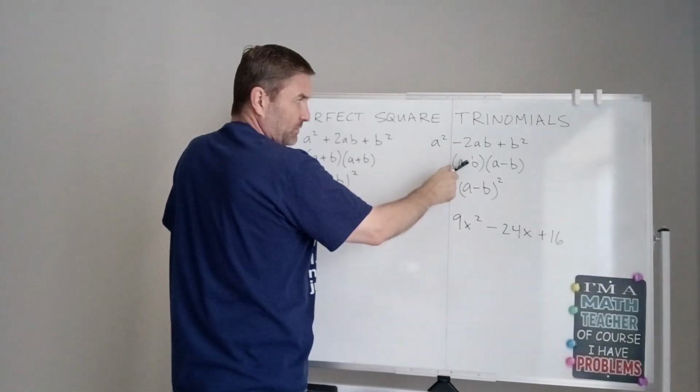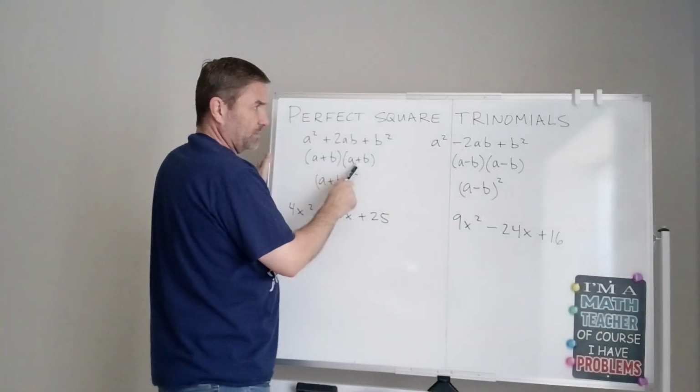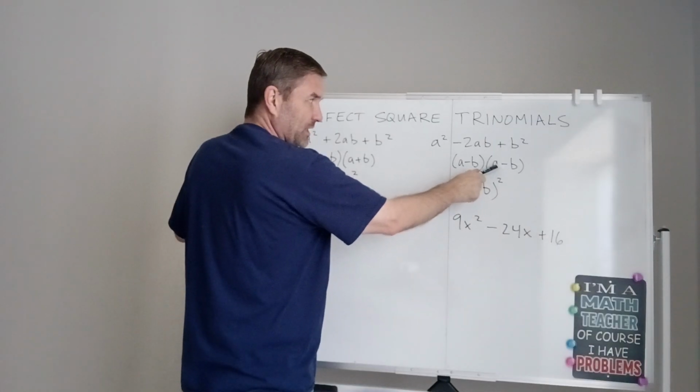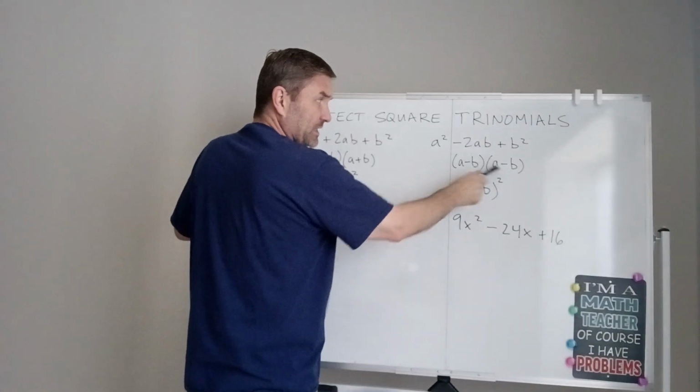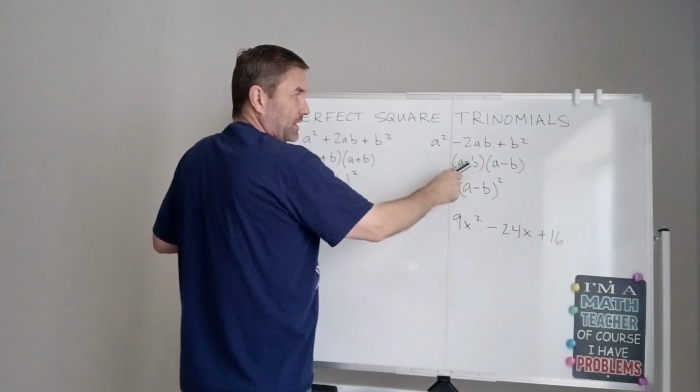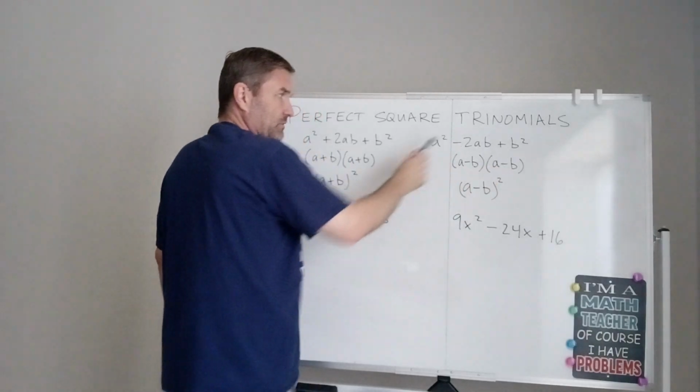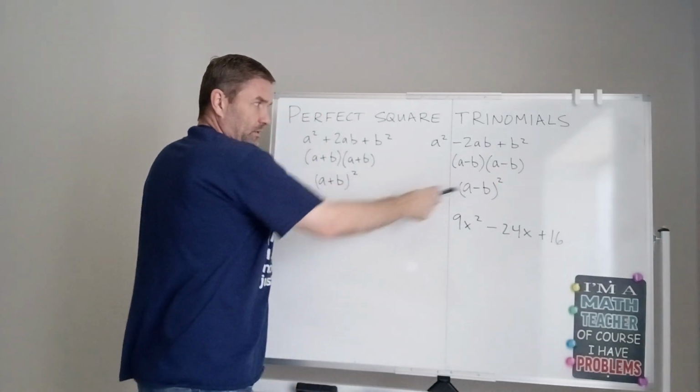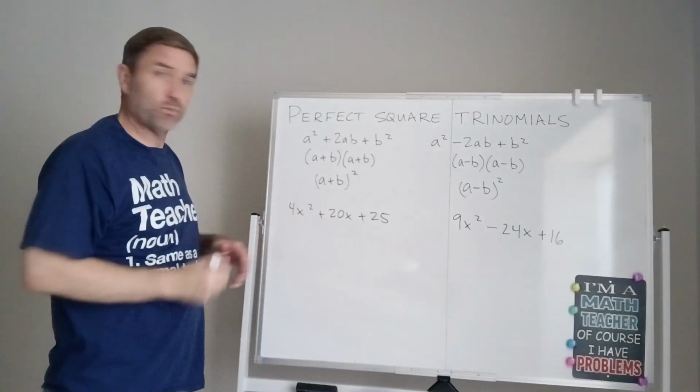Here, because it's minus 2ab, the only difference is now instead of a plus b, it's a minus b, a minus b. See, minus b times minus b, there's your plus b squared. Then you have a minus ab and a minus ab twice. So there's your minus 2ab. It goes to a minus b squared. Here are a couple examples.